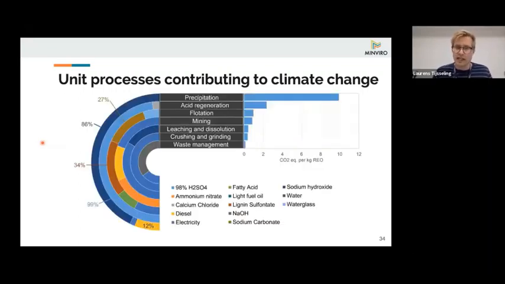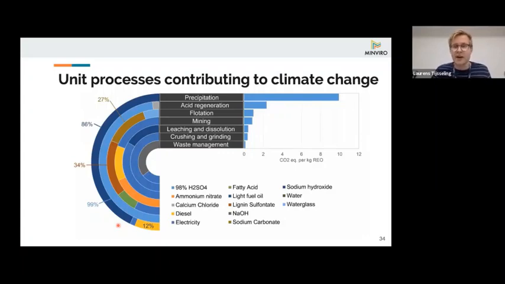This was also really interesting, because what you can see is that for the best case scenario, the 17 kilogram carbon dioxide per kilogram of rare earth oxide, approximately 10 kilograms of carbon dioxide comes from the precipitation phase. So what you see here is more than all the other factors combined. And if we follow the key at the bottom of the image, we can see that approximately 80% of the carbon footprint of the precipitation phase is due to the use of sodium hydroxide.